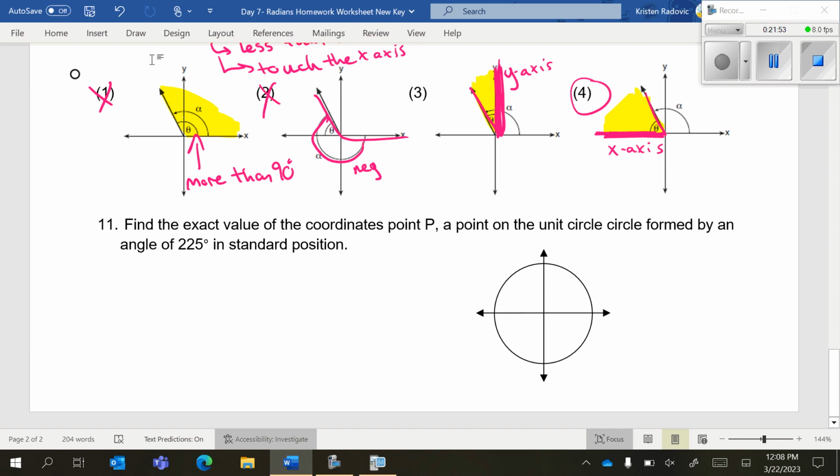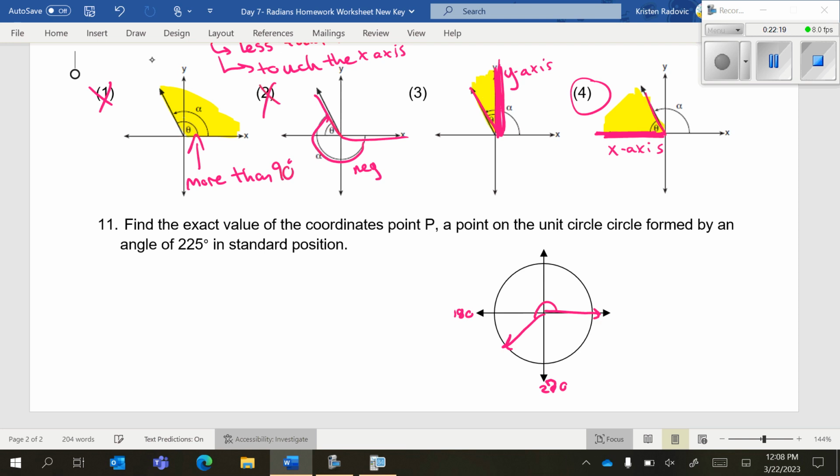For the very last one, you want to find the exact value of the coordinates P, a point on the unit circle formed by the angle 225 degrees in standard position. This is a really hard problem. What they're saying is 225 degrees is between 180 and 270. So we are in the third quadrant.